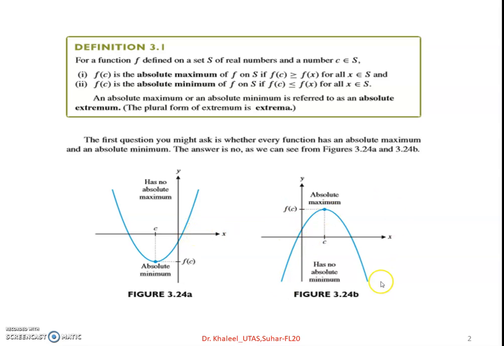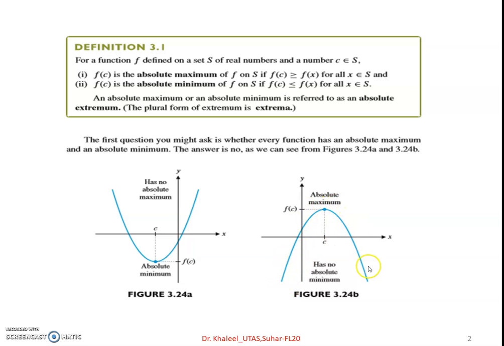Similarly for this graph, this is the start of S and this is the end of S. So this is capital S. So we take any c from S, that is, in this interval. Then f(c) becomes an absolute maximum if f(c) is greater than f(x) for all x in S.